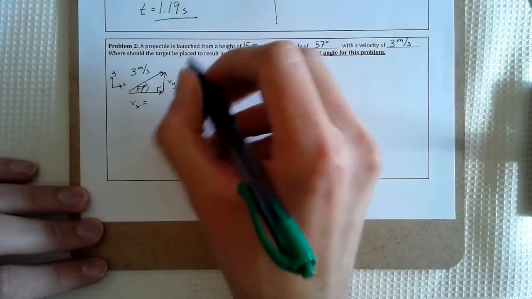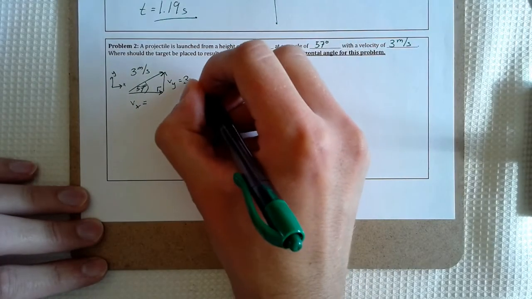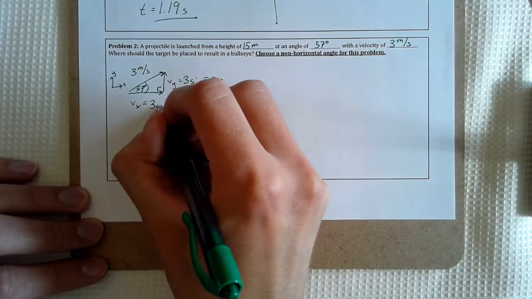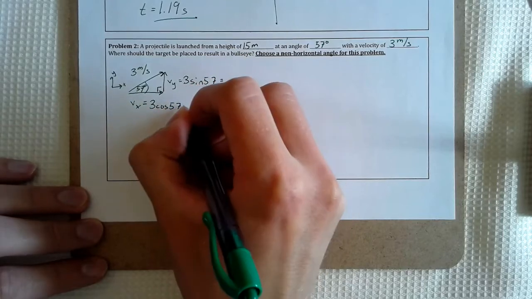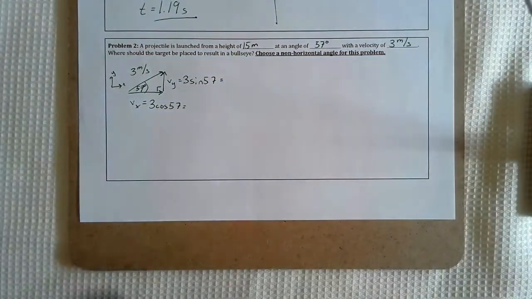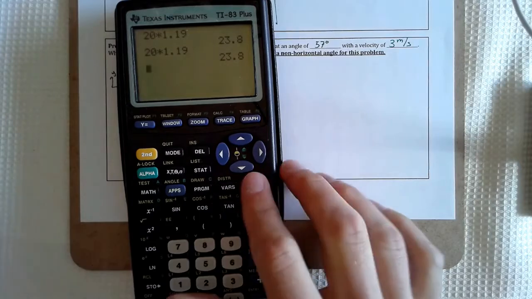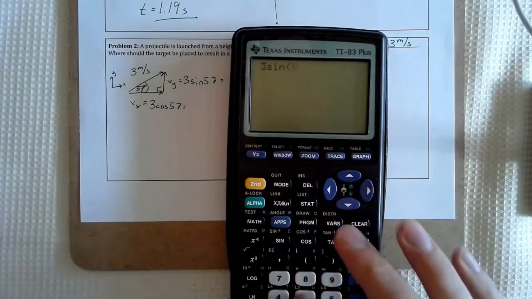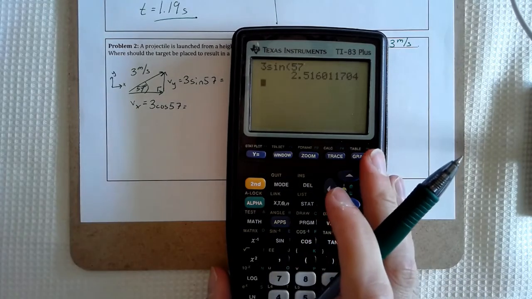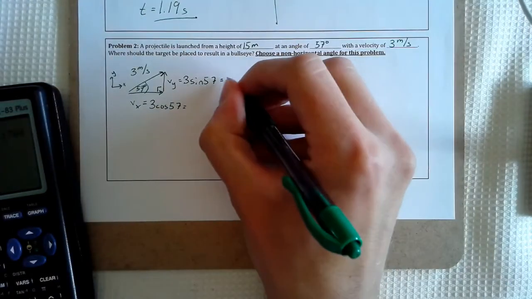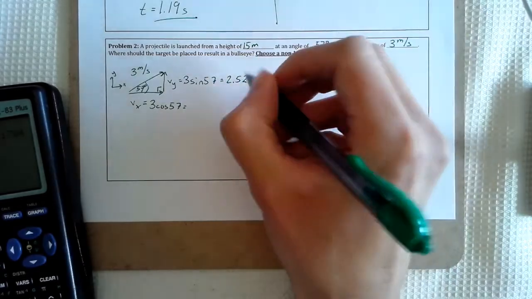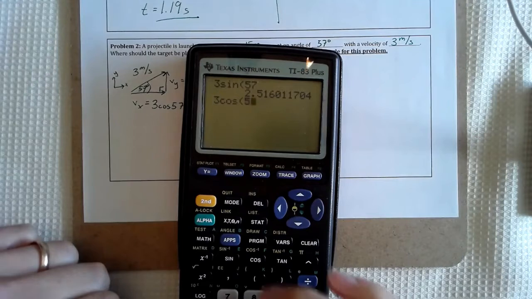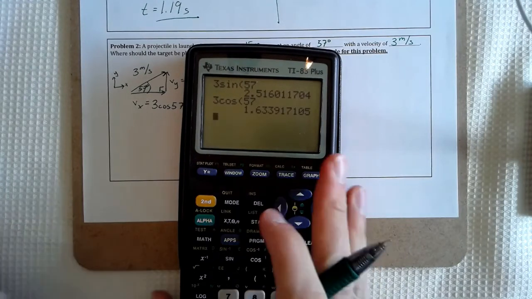Vy is opposite, so that is going to be 3 times the sine of 57. And then Vx is going to be 3 times the cosine of 57. Make sure your calculator's in degree mode. If some of the big bad math people made you put it in radian mode, just tell them no. Physics is cooler. So 3 sine 57 looks like 2.52. We'll say good enough for government work. 2.52 meters per second in y. And 3 cos 57, 1.63.